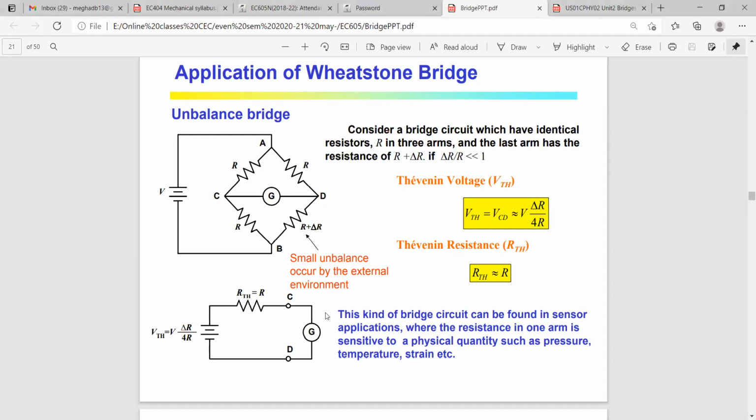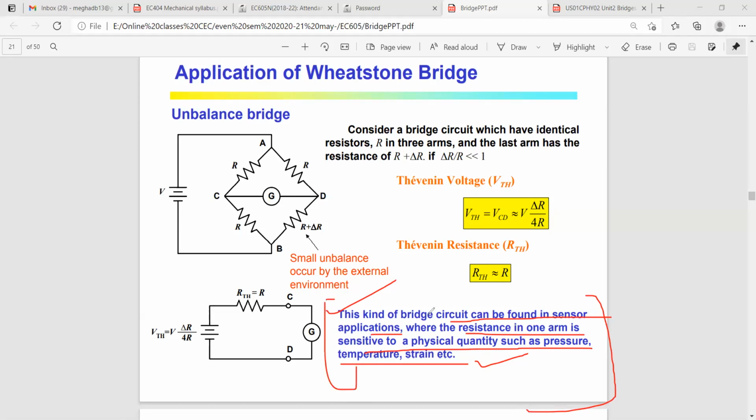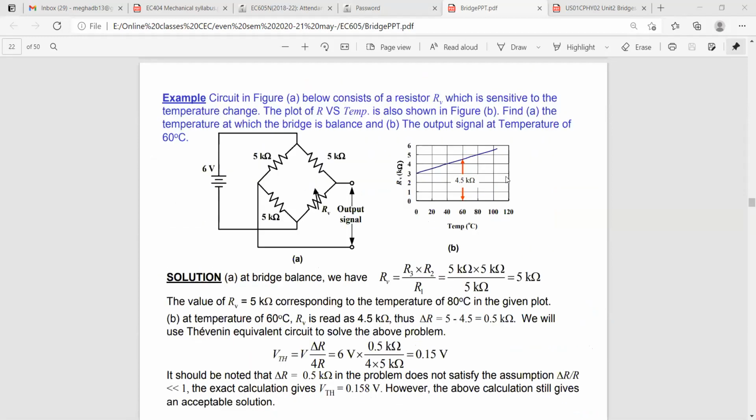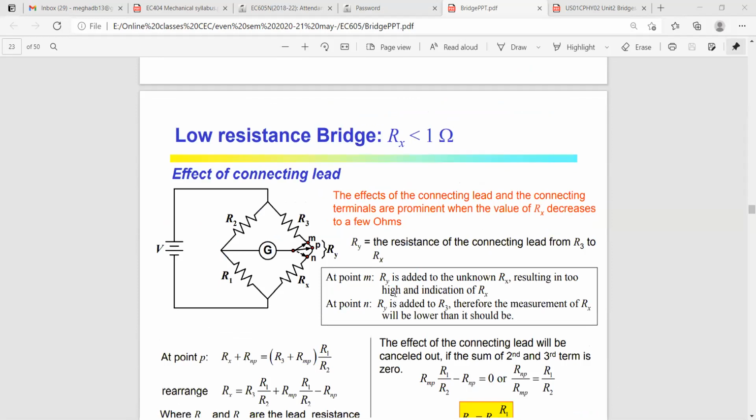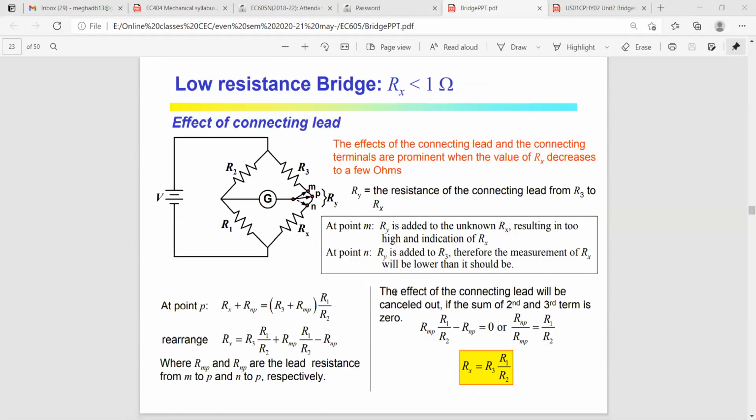Okay, so see the last paragraph written here. This kind of bridge can be found in sensor applications. The resistance in one arm is sensitive to physical quantities such as pressure, temperature, and strain. So you have to check where we can have an unbalanced bridge. Okay, so in an unbalanced bridge also, the Wheatstone bridge is a good application. Then about Thevenin resistance and Thevenin voltage, you are already much aware of the value. So here are some problems regarding this unbalanced bridge. Okay, so we will do these problems, but I will give 2 or 3 assignments also.